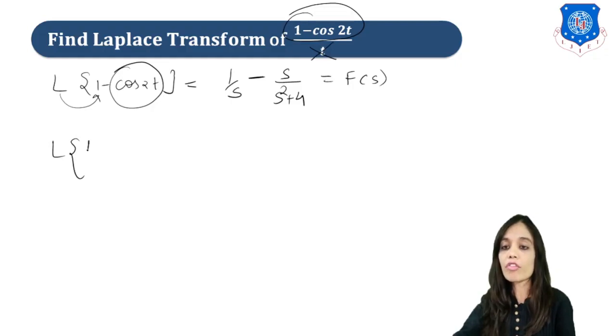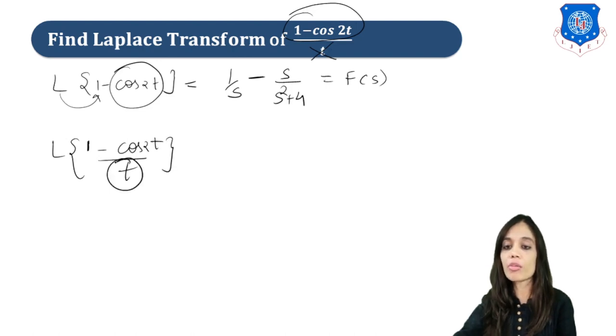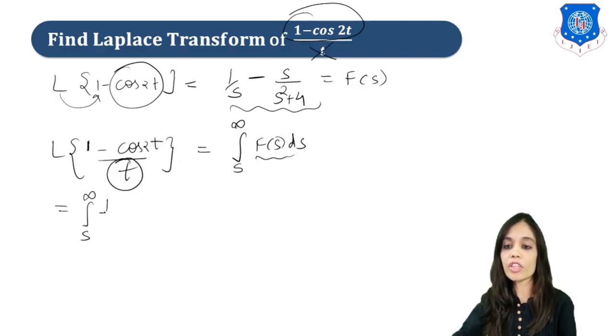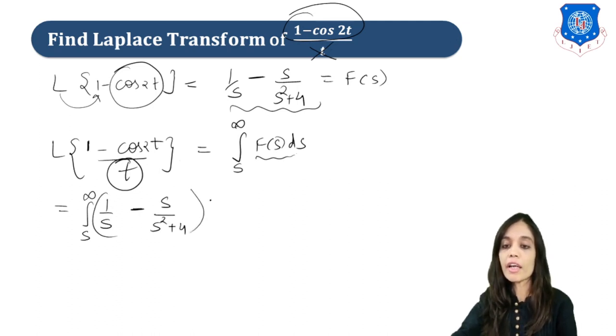So Laplace of 1 minus cos 2t upon t. Whenever you have t in the denominator, right, you have to apply this formula, that is integration s to infinity f of s ds. Now put this f of s, right? So what we will have, integration s to infinity 1 upon s minus s upon s square plus 4, right, and ds. Now let us integrate this.